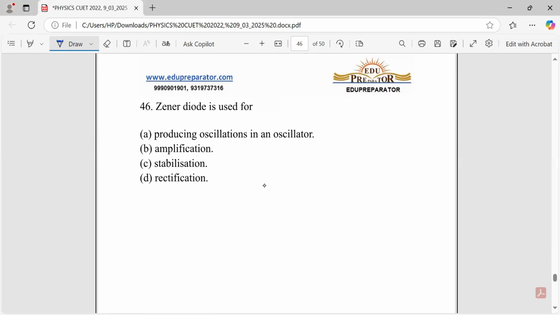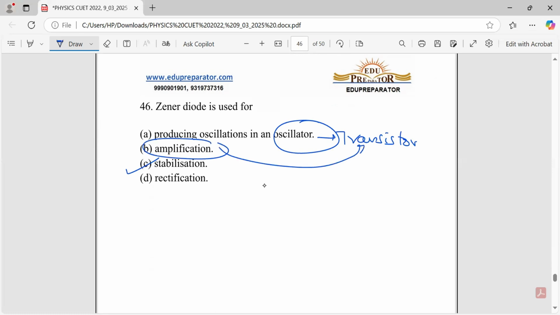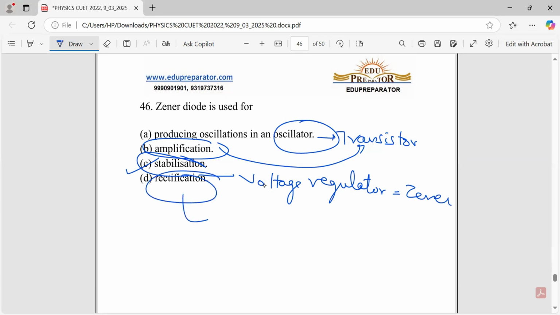46, Zener diode, please keep this point in mind. The Zener diode is for stabilization, right? Remember, if you say oscillator, it is a transistor used as an oscillator. Amplifier, that is again a transistor. Stabilization, that is a voltage regulator. This topic you have not done in your class 12 CBSE syllabus. So voltage regulator is the Zener diode and rectification is the junction diode. Okay beta, I have explained the applications of all four. So the Zener diode is for stabilization, that is why C is the correct answer.